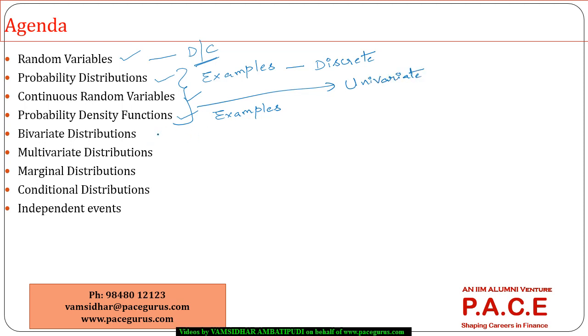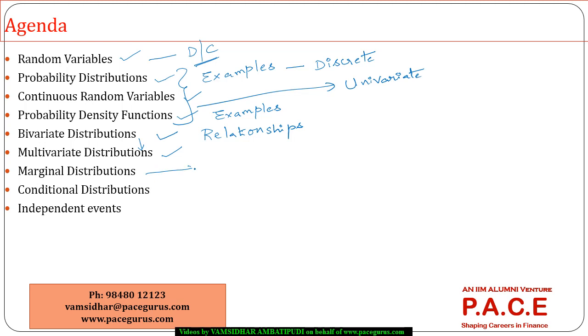But from here onwards, we would be focusing on taking two variables together. So we would also be interested in exploring the relationships between the variables. That is what we would be talking of in bivariate distributions. And then multivariate distributions, the same bivariate extended to multiple variables. So we will be taking an example regarding the multivariate distributions.